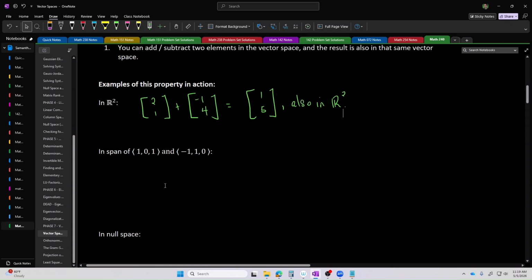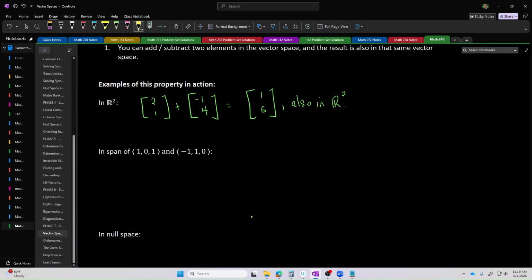You can see this property show up in the span of a pair of vectors. I'll call the first vector V1 for short, and the second vector V2 for short. If I call the first element W1, which is some linear combination of V1 and V2, and I have another element in the vector space, which is some other linear combination of V1 and V2, then if I add those elements together, I can essentially combine like terms.